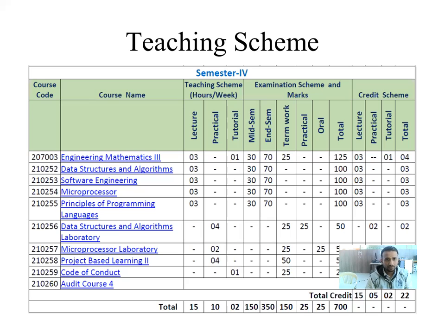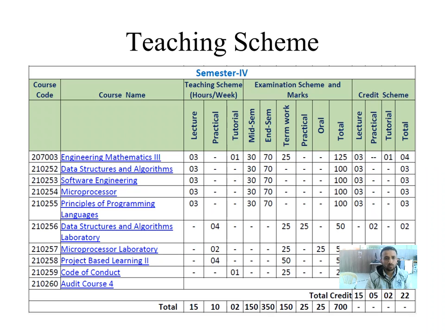If you observe, this is the teaching scheme for your semester 4, in which you are going to learn 5 theoretical subjects. What are these 5 theoretical subjects? The first is Engineering Mathematics. Then you are going to learn Data Structure and Algorithm. After that, we have Software Engineering and Microprocessor. And the last one is Principles of Programming Languages. So these are the 5 subjects that we are going to learn under this fourth semester.